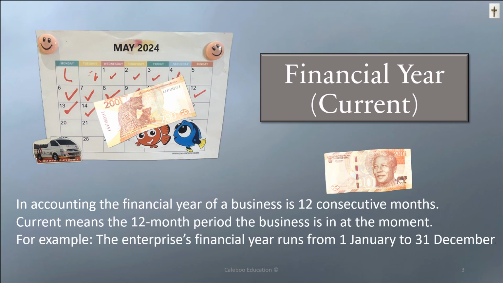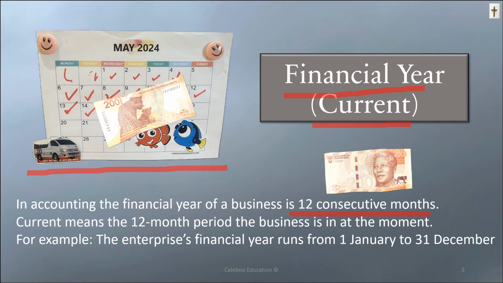In accounting, a financial year is 12 consecutive months. So your financial year could run from the 1st of January to the 31st of December, or from the 1st of July to the 30th of June, or you could have it from the 1st of March until the 28th of February. But 12 consecutive months will make up a financial year.